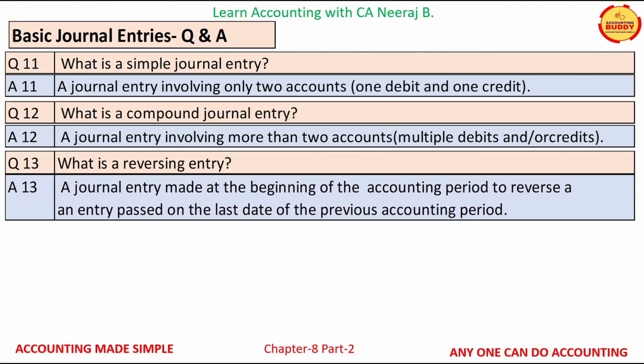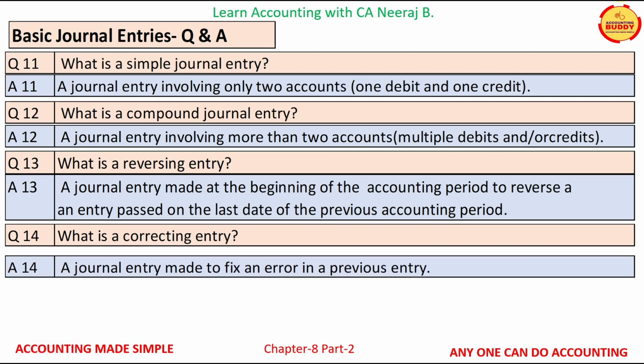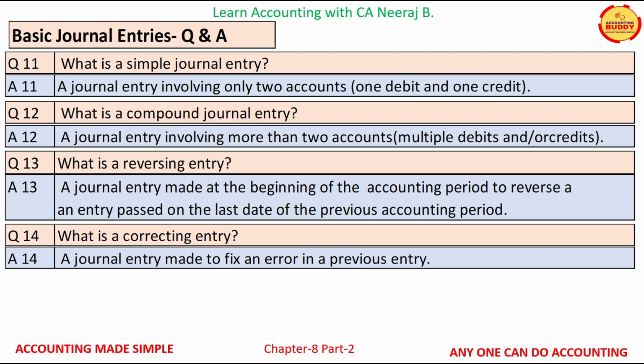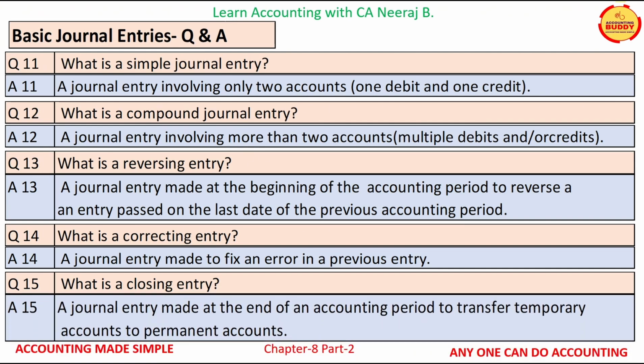The answer is a journal entry made at the beginning of the accounting period to reverse an entry passed at the last day of the previous accounting period is called a reversing entry. Question number 14. What is a correcting entry? The answer is a journal entry made to fix an error in a previous or an earlier entry is called a correcting entry. Question number 15. What is a closing entry? The answer is a journal entry made at the end of an accounting period to transfer temporary accounts to a permanent account is called a closing entry.